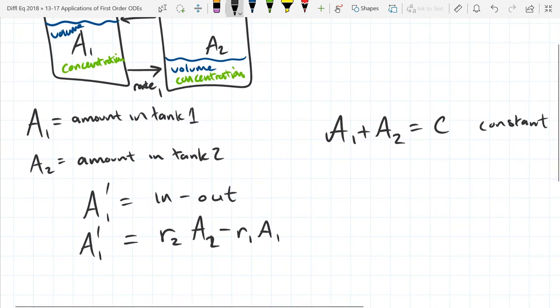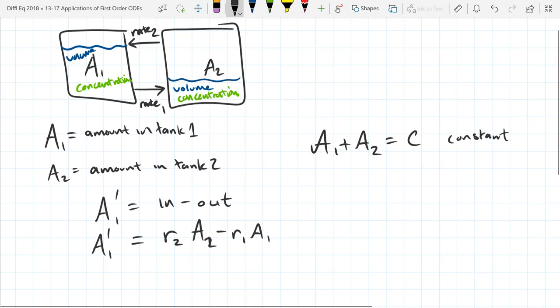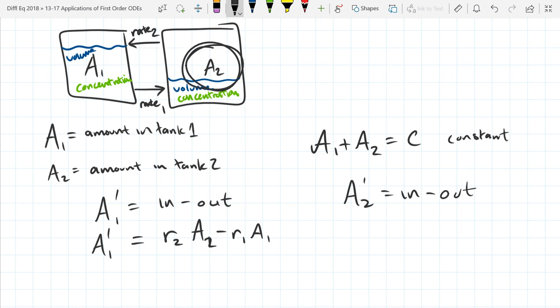All right, so that's A1 prime. And do the same thing right now for A2 prime. You're going to still do in minus out, but of course, we're now taking the perspective of A2. So in and out rates change. So write the in minus out for A2 prime.